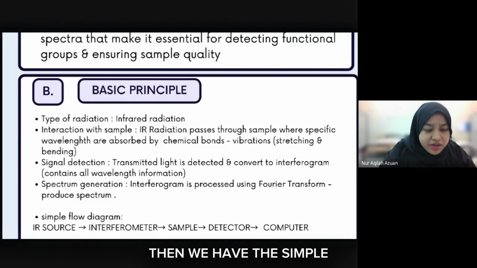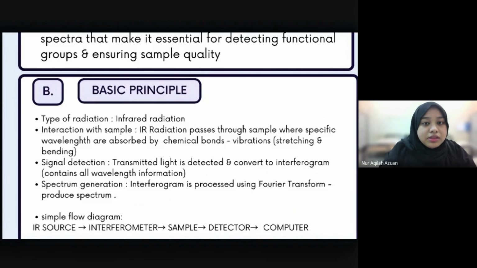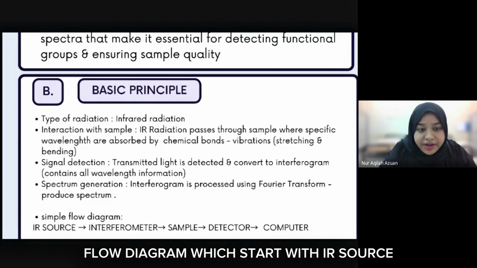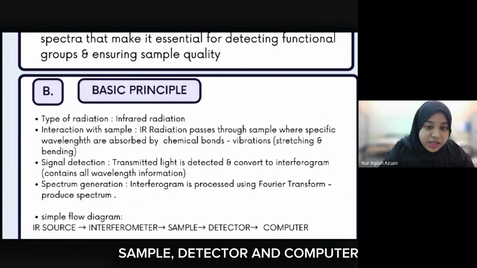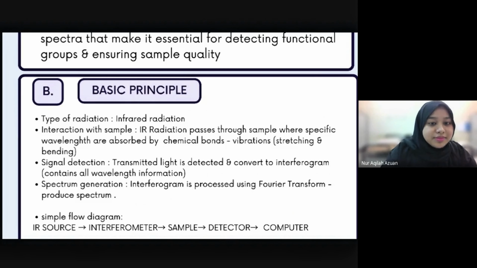Then we have the simple flow diagram, which starts with the IR source, then interferometer, sample, detector, and computer.